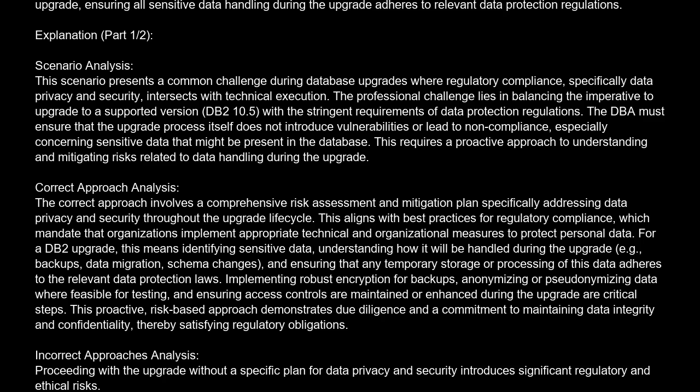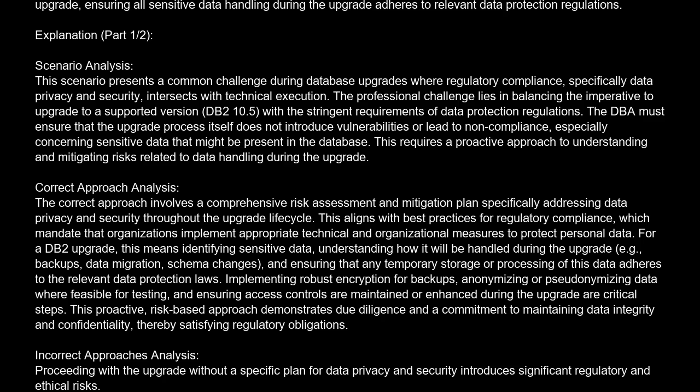Correct approach analysis. The correct approach involves a comprehensive risk assessment and mitigation plan specifically addressing data privacy and security throughout the upgrade lifecycle. This aligns with best practices for regulatory compliance, which mandate that organizations implement appropriate technical and organizational measures to protect personal data.